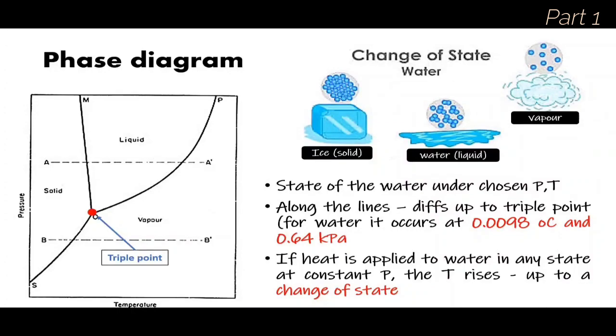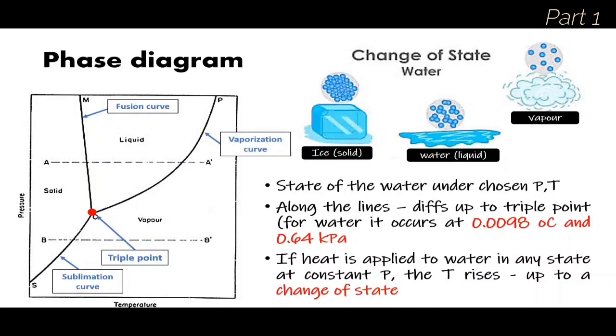Based on the phase diagram, you can see there are three curves. The first curve is called the sublimation curve, which represents the transition between gaseous and solid states. The second curve is called the fusion curve. It represents the transition between liquid and solid states. The last curve is called the vaporization curve. It represents the transition between gaseous and liquid states.